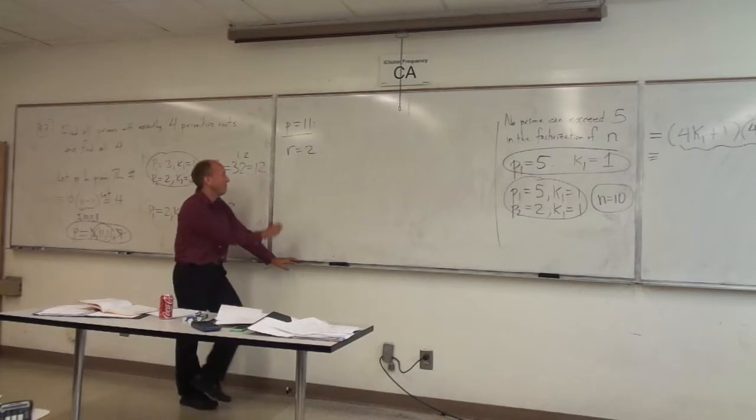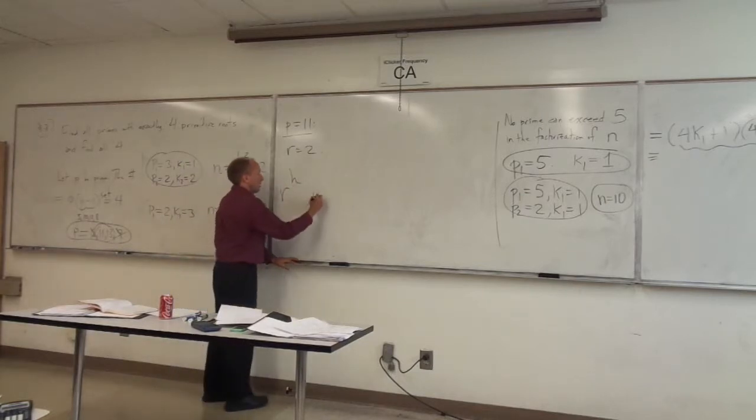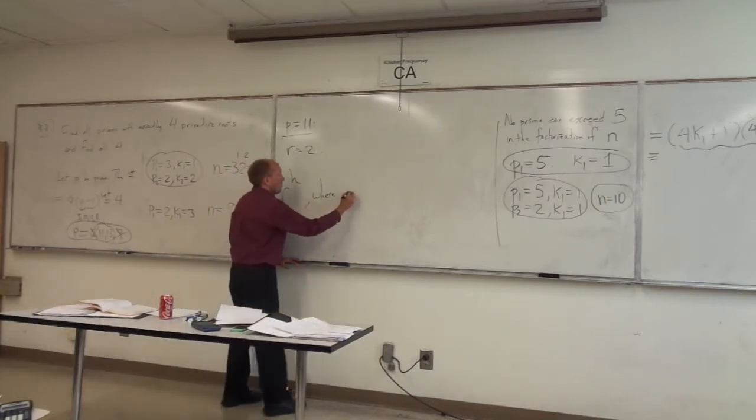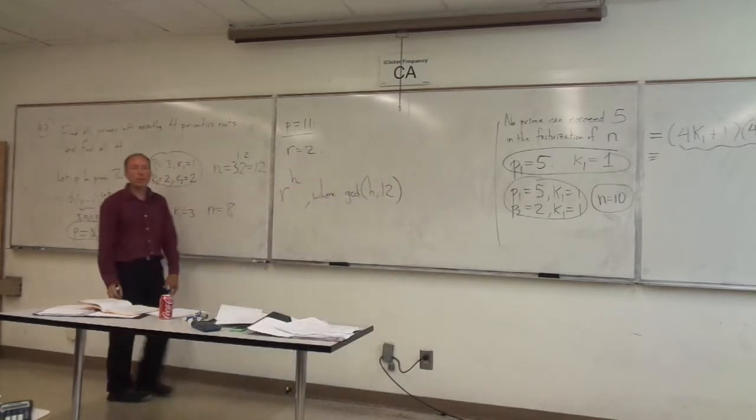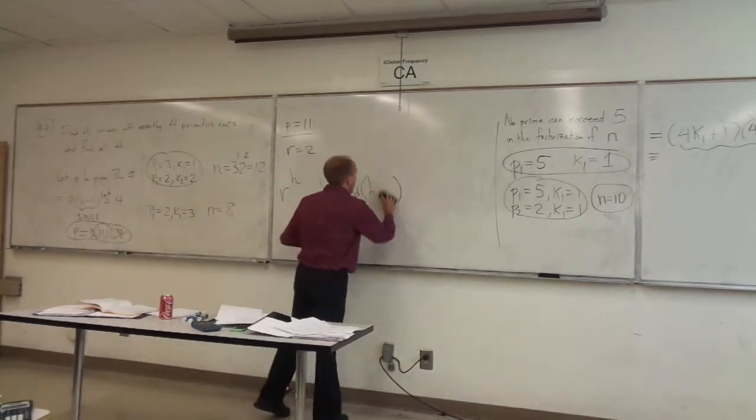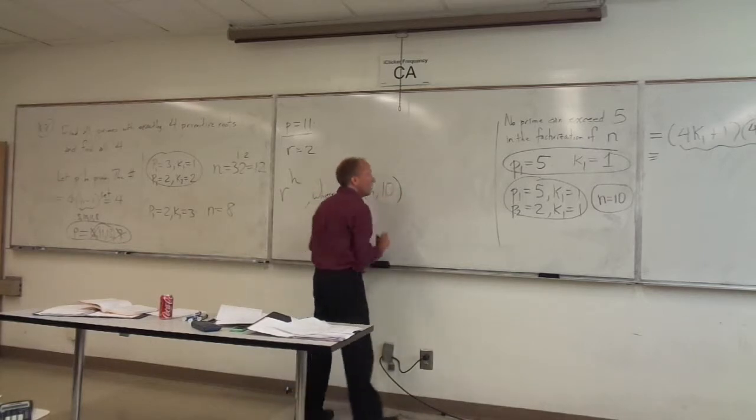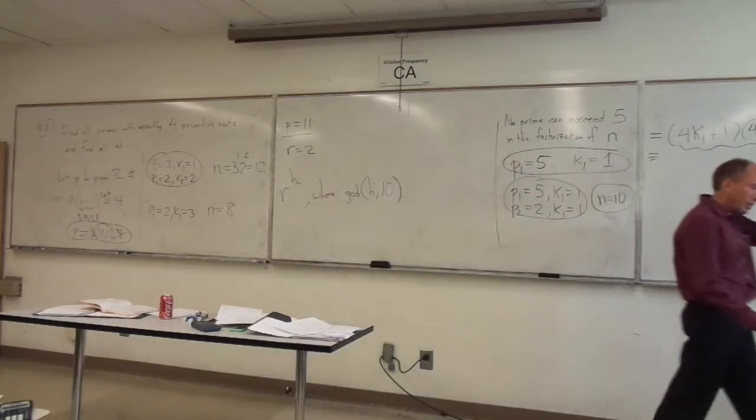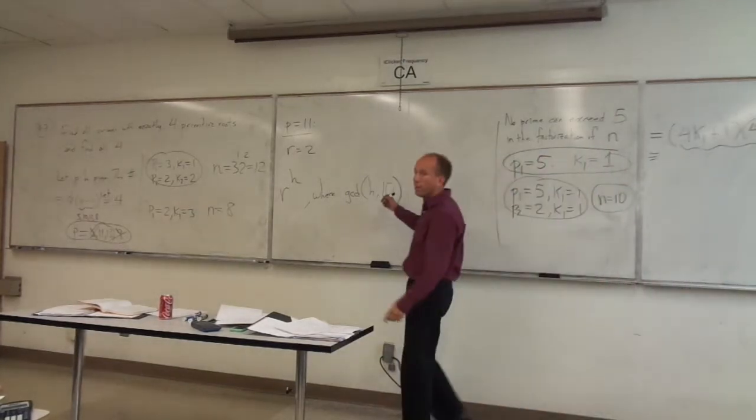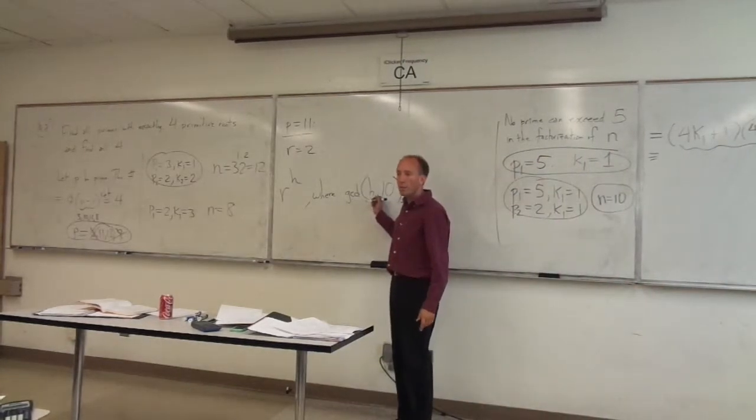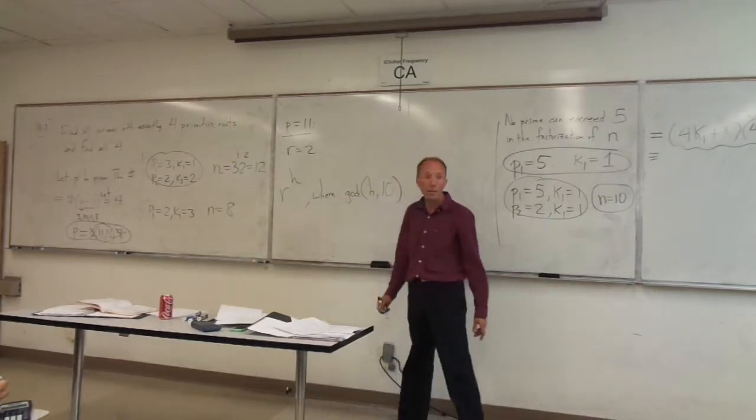Raise them to the powers that are relatively prime to 10. That's right. So the GCD of the power with phi of your modulus, which is 11. The powers that you want to use have to be relatively prime to phi of your modulus. So phi of that is 10.